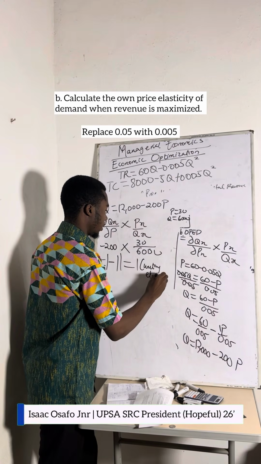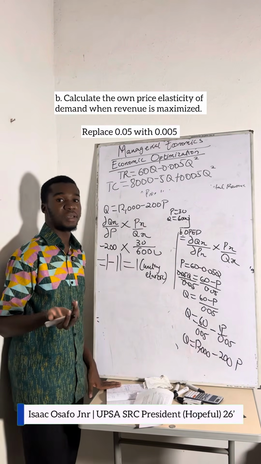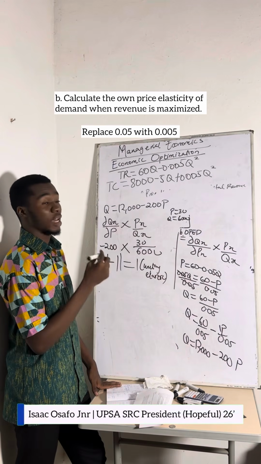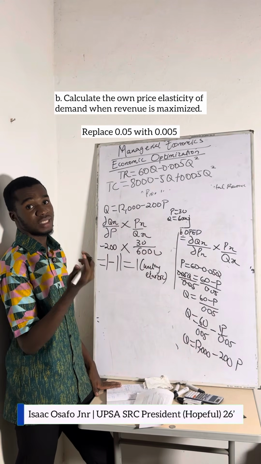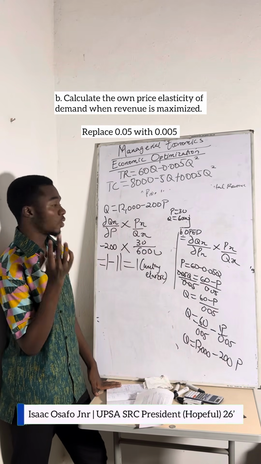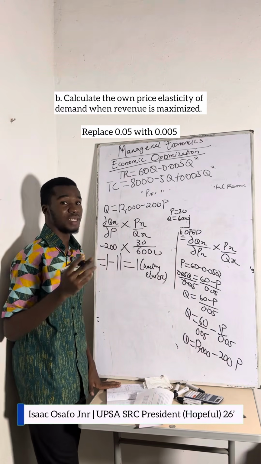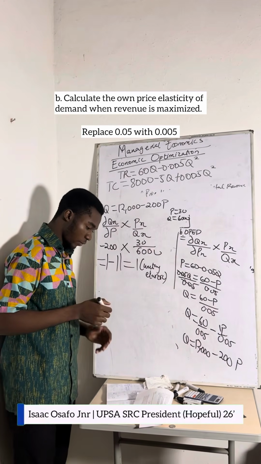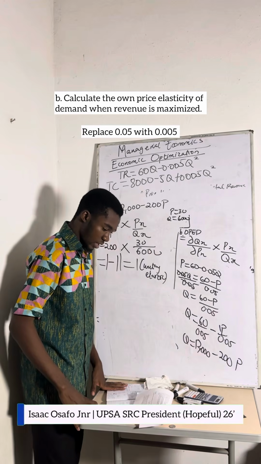elastic. And just put it in your head, you can be asked, anytime you get price elasticity of demand to be unitary elastic, that's when revenue is maximized. So revenue is maximized when own price elasticity of demand is unitary elastic. So don't forget this. All right, so that's for the B, right? Now let's go to the C.